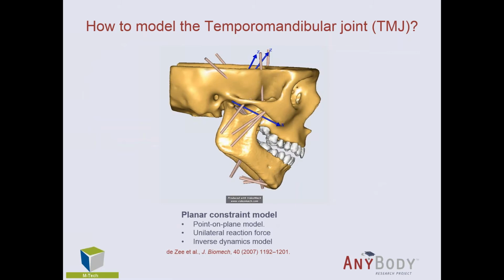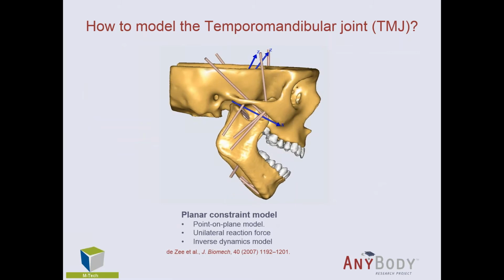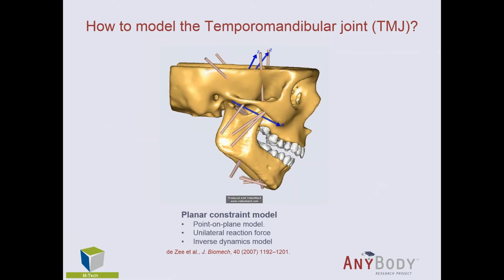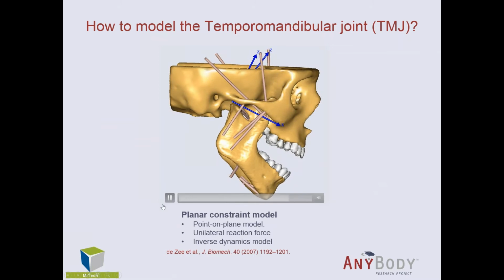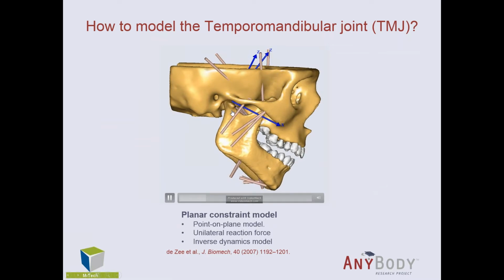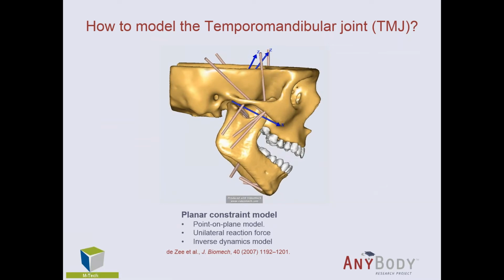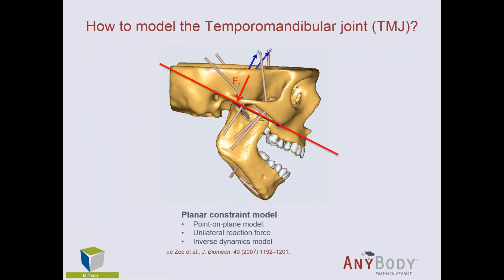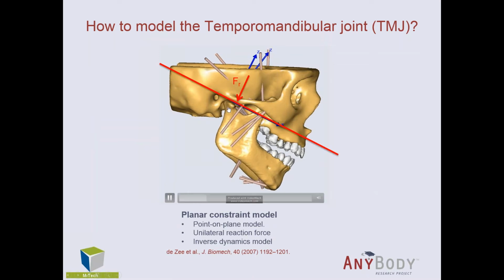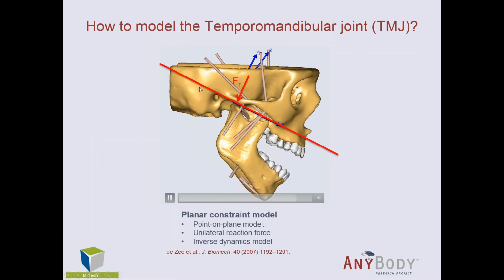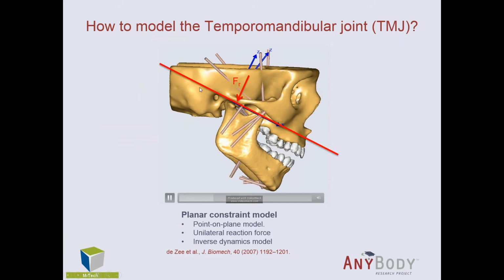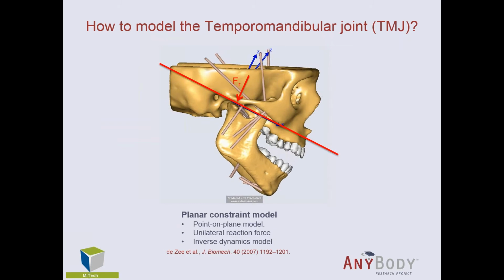In the literature you can find an array of different models of this. For instance, one of my colleagues, Mark Sshaped, in 2007 published a model where they used a planar constraint model. So the idea was to basically approximate the movement that the jaw can do as a point on a plane on each side. If we just look at it in 2D, it would correspond to a point up here on the mandible, only being allowed to slide along this line. This plane can of course be rotated in 3D space, but just to illustrate it like this.